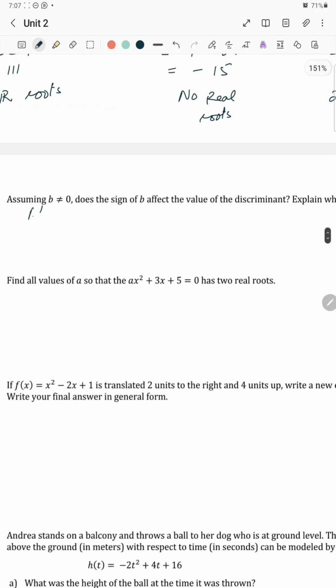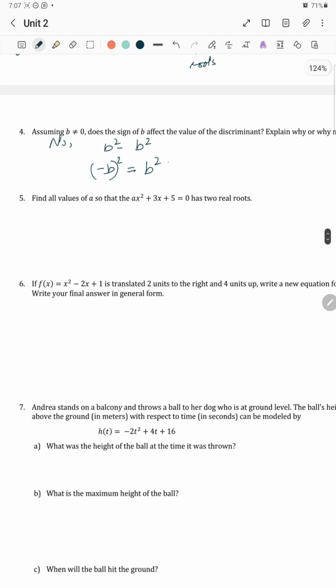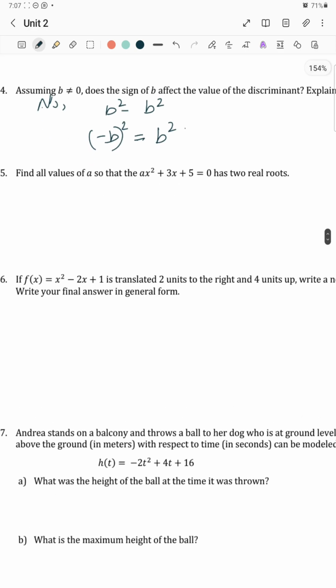The sign of b never affects the value of the discriminant, because b square is equal to b square, and the negative of b square is also equal to b square. Find all the values of a so that ax square plus 3x plus 5 equals 0 has 2 real roots. If it has 2 real roots, the discriminant is going to be greater than or equal to 0. It can be 0 or greater than 0.